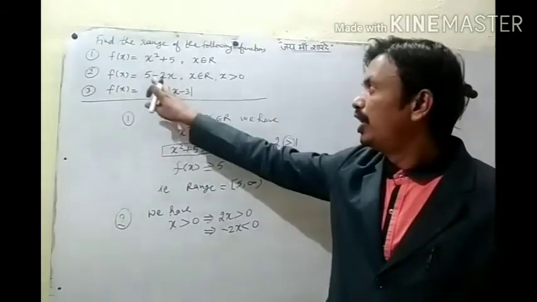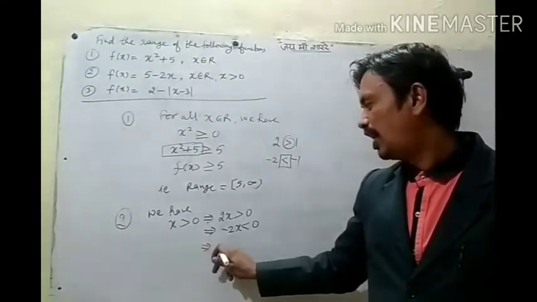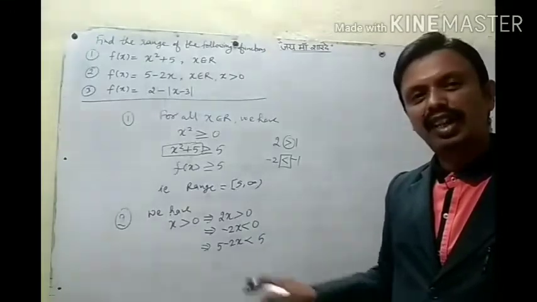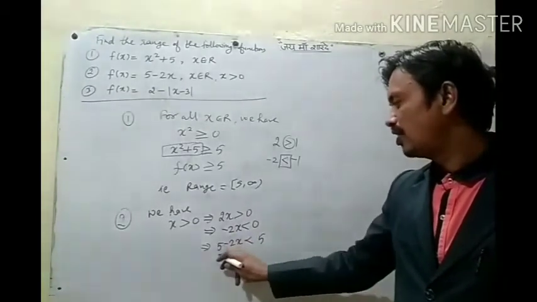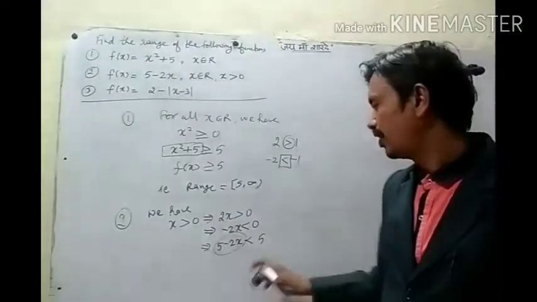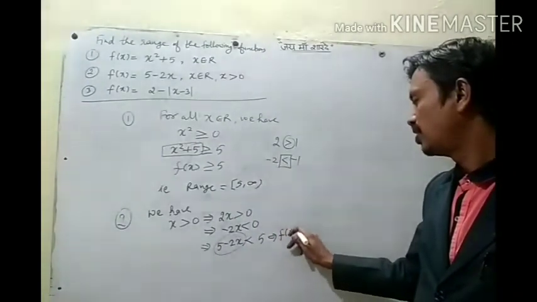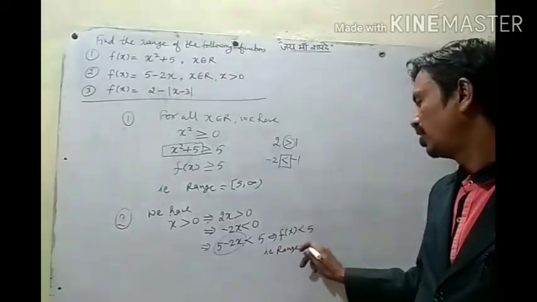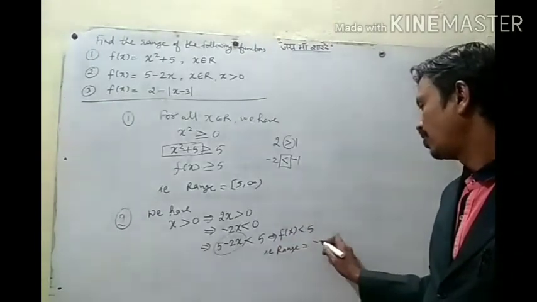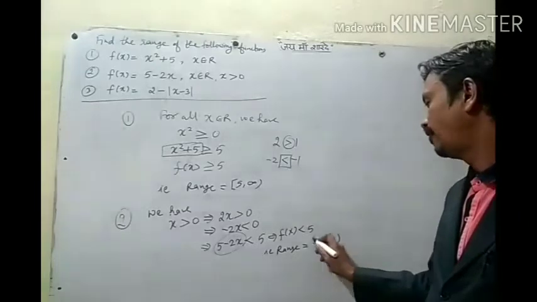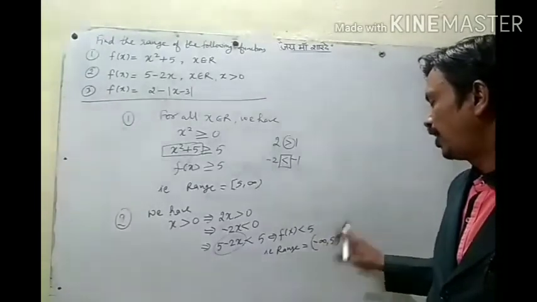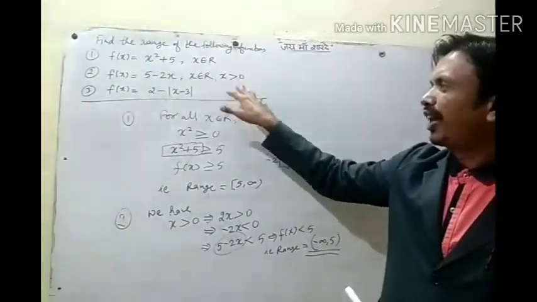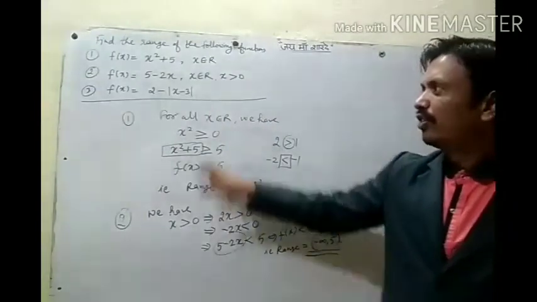Okay, then we need 5 here, so just add 5 to both sides. So 5 minus 2x is less than 5. And what is it? This is our f of x. So we can say f of x is less than 5. It means the range of this function is less than 5, on the negative side, and 5 is not included. So minus infinity to 5 is the range of this function. Okay? So if you know something about x, then using that we can bring our given function.